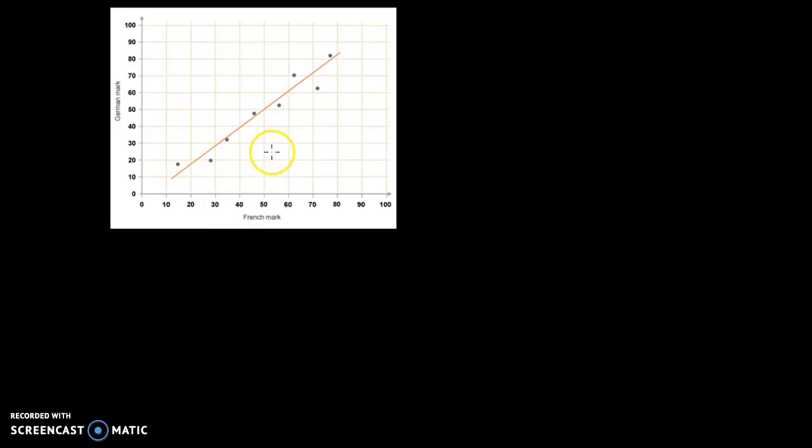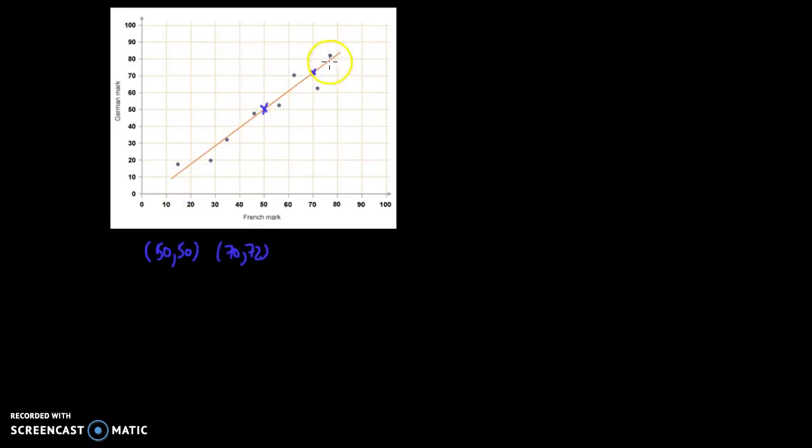So the first thing we're going to do, we're going to select a couple of points. So let's have that one there, that's a 50-50. And that one there, that looks roughly, what's that, about 70, 72. So let me write those down. So 50-50 and 70, 72. I'm just going to change pen color there.